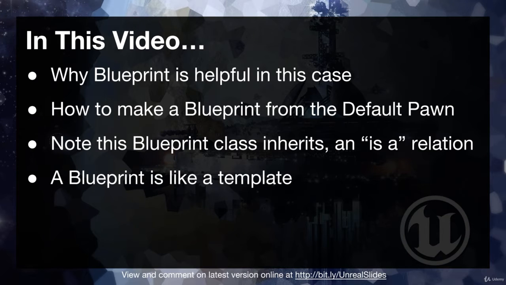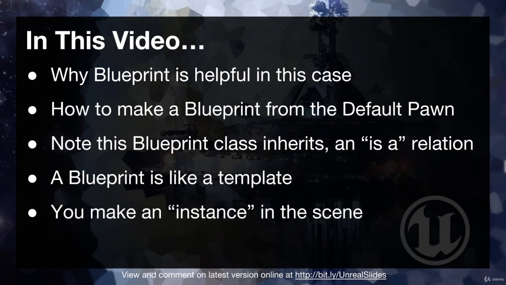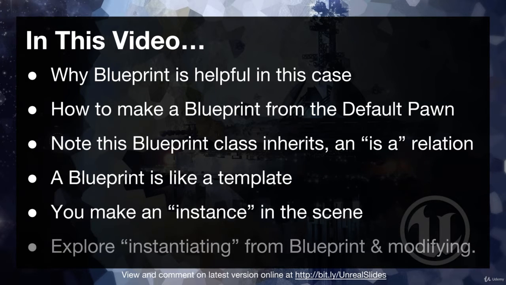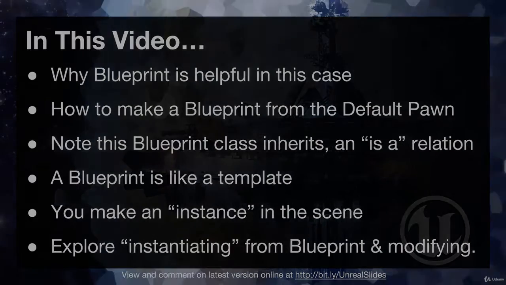Blueprint is like a template, as I said before. It's like it sounds. It's a plan for building something. And you can make an instance in the scene of a given blueprint template. We'll be doing that, and we'll explore instantiating from Blueprint. It's creating an instance, which is instantiating, and then modifying the thing that's in the scene and seeing that that doesn't change the blueprint. So the blueprint's a template, basically. So let's dive in and see all this happen.